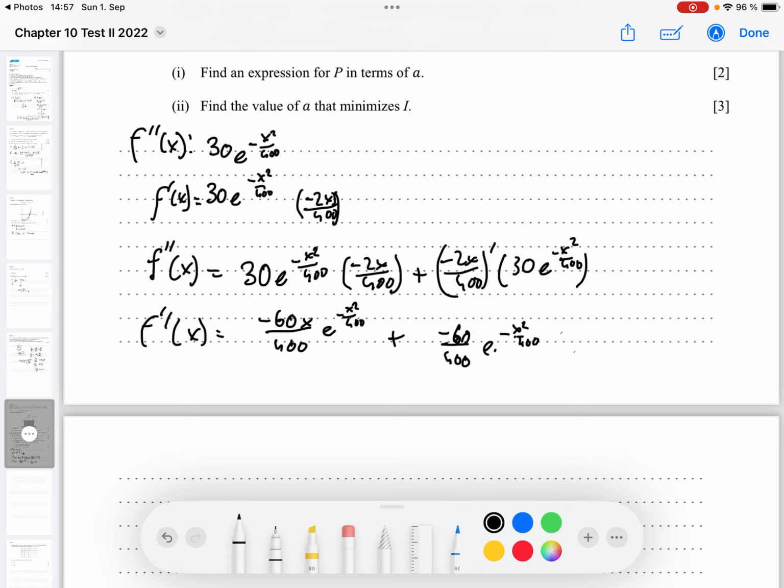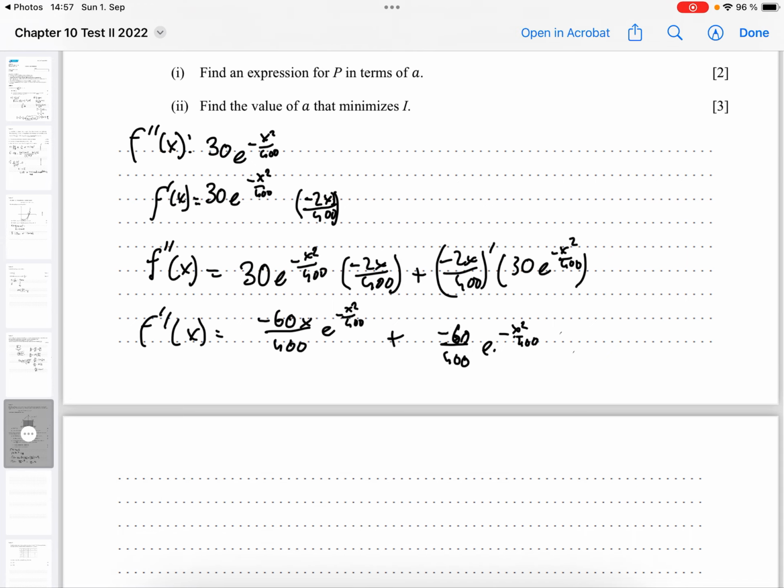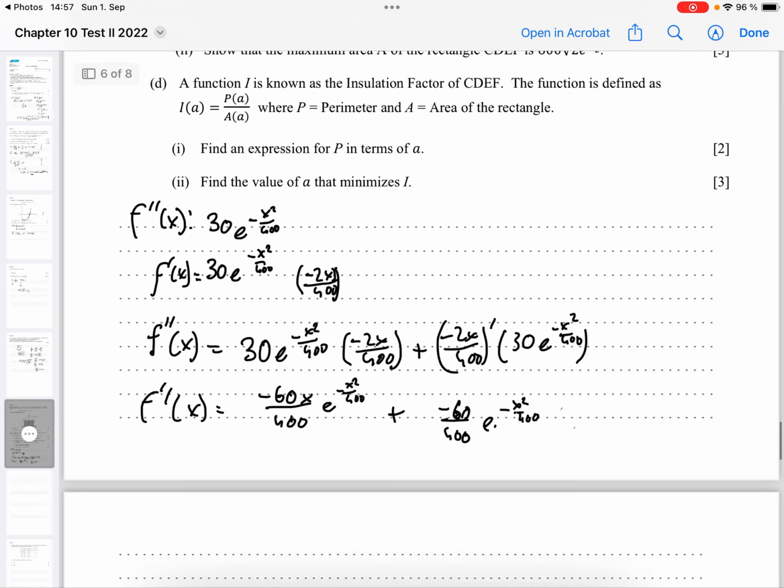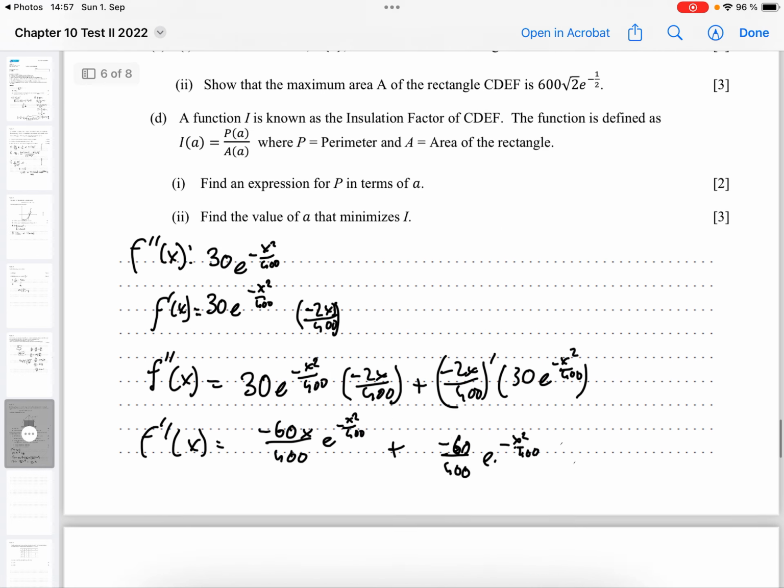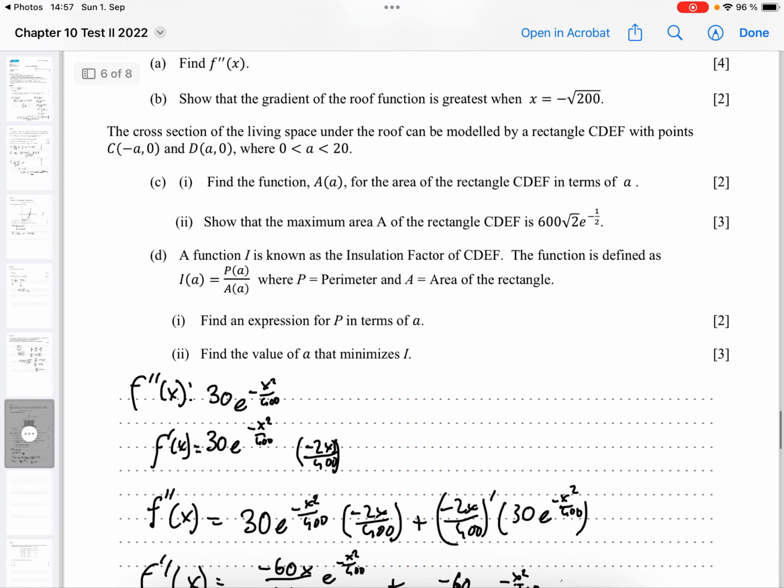So what we can see here is that, sorry, I forgot an x. Yeah, so what we can see here is that we can factor out this negative 60 and simplify it, but that is not required as the question does not ask for a simplification. But if need be, it could be done.